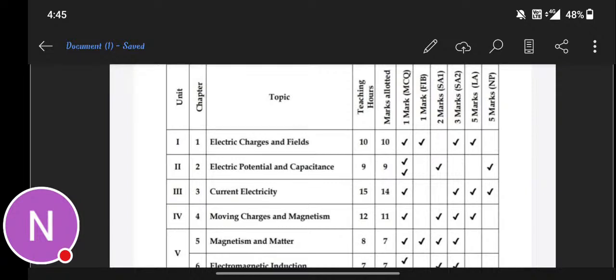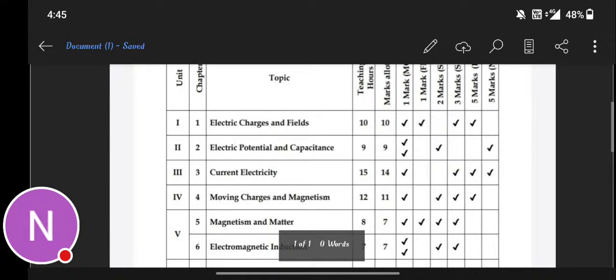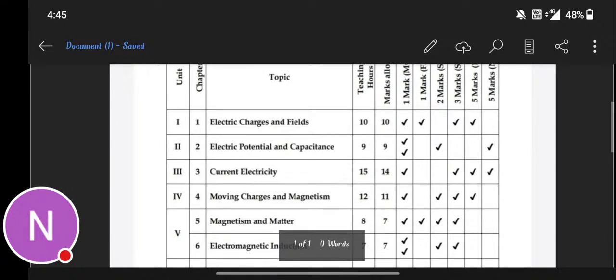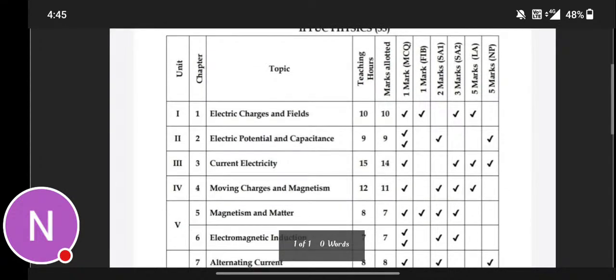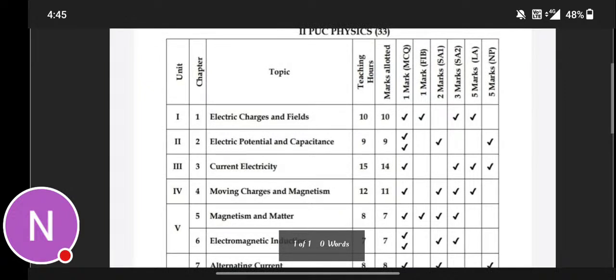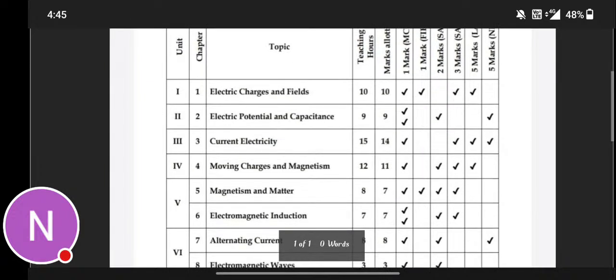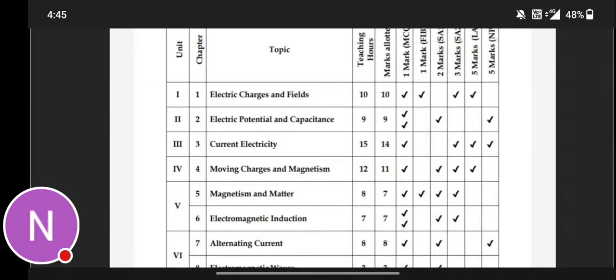So study well these chapters: electric charges and fields, electric potential and capacitance, and current electricity. If you study current electricity very well, half of your passing marks you will get easily. So most importantly, concentrate on current electricity. You will get half of your passing marks.